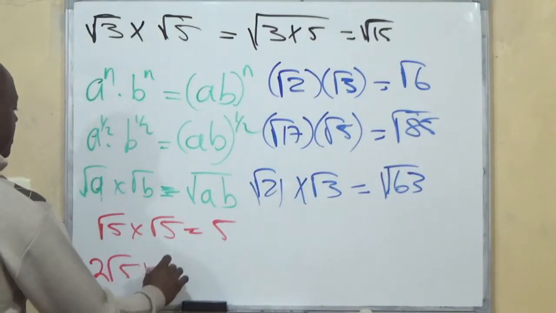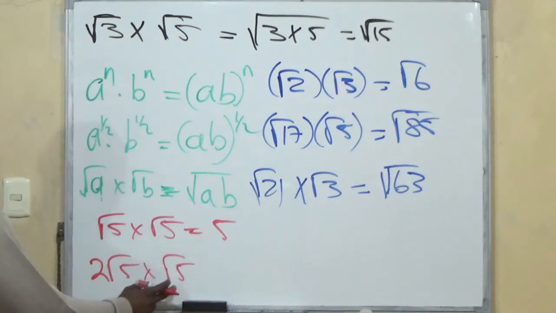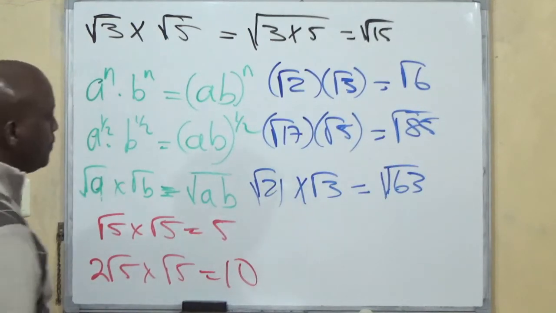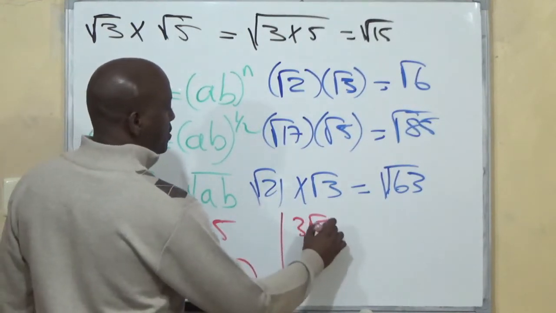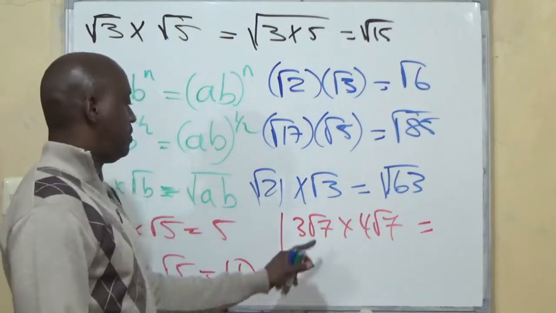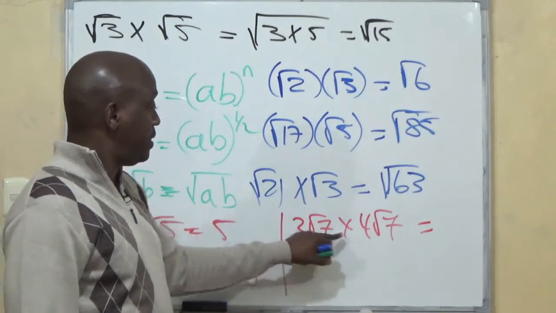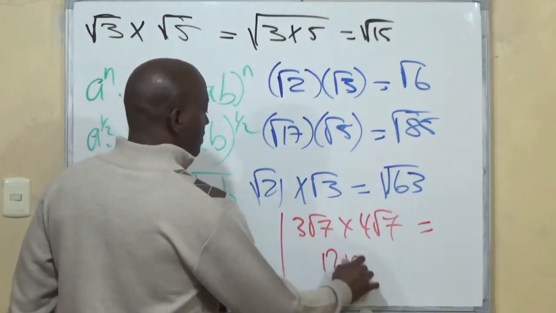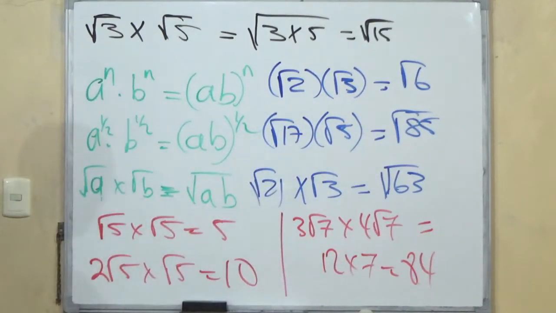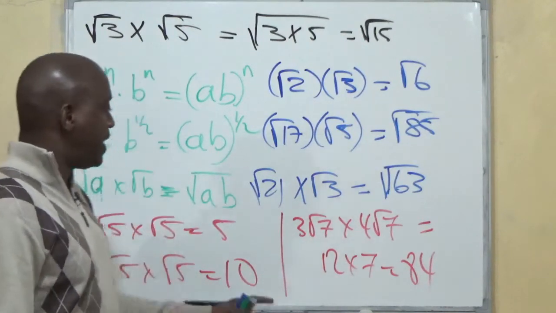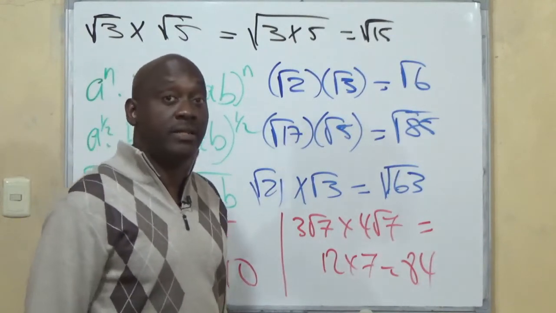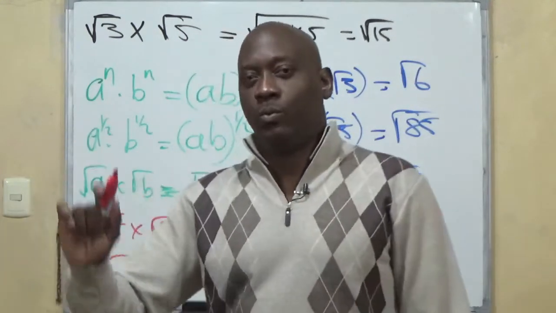2 root 5 multiplied by root 5. Root 5 by root 5 is 5 by 2 is 10. 3 root 7 multiplied by 4 root 7 is equal to root 7 by root 7 is 7. 3 by 4 is 12, so that will be 12 multiplied by 7, which will be 84. Right? Etc., etc., etc. So anytime you have the same surd factor in a multiplication, you will end up with an integer.